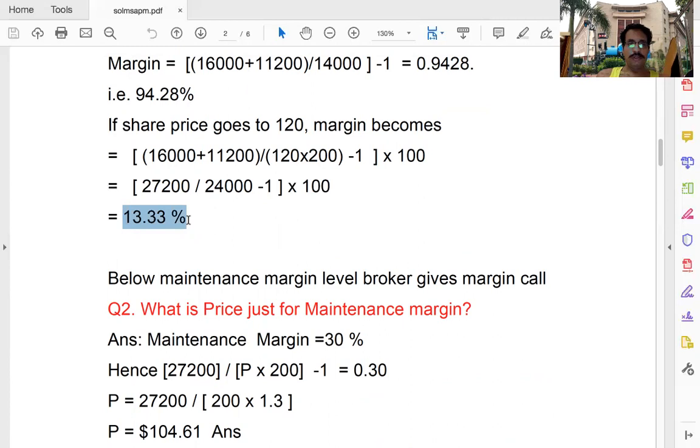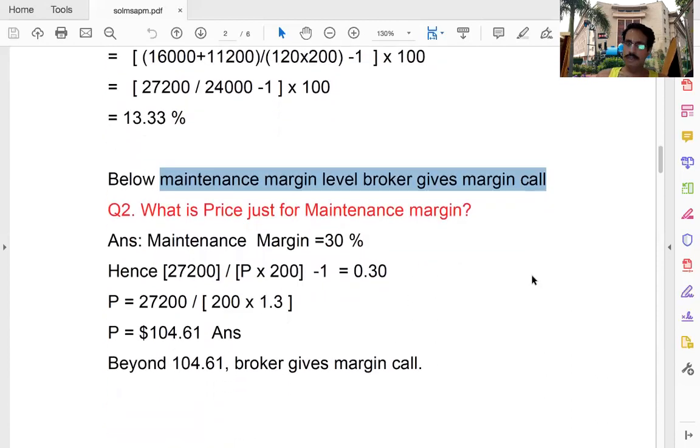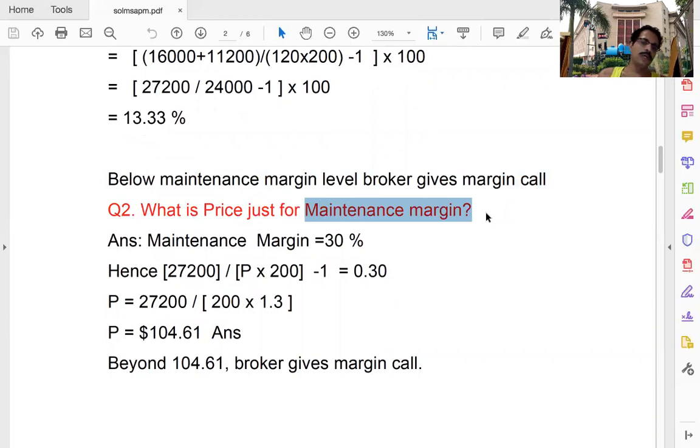Now this is something known as maintenance margin level, right? So this is below maintenance margin level, and now broker will give you a margin call. So what is margin call? You know, suppose maintenance margin is given as 30%, then what is the price which will maintain that particular margin? So that will be calculated as 27,200.